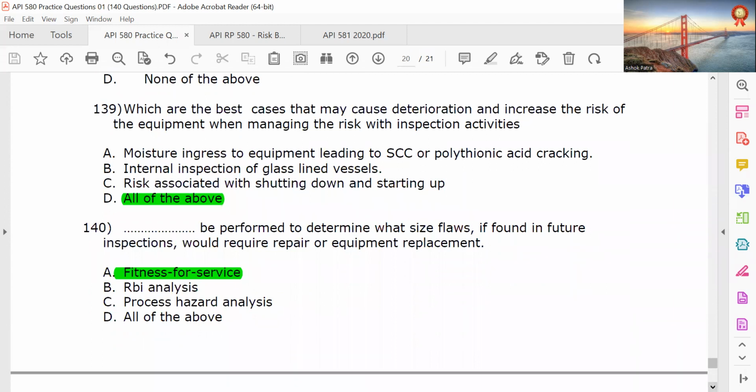Which are the best cases that may cause deterioration and increase the risk of the equipment when managing the risk with inspection activities? Moisture ingress to equipment leading to SSC or polythionic acid cracking, internal inspection of glass-lined vessels, risk associated with shutting down and starting up. Increase risk of equipment when managing the risk with inspection activities: all of the above. Fitness for service can be performed to determine what size flaws, if found in future inspection, would require repair or equipment replacement.